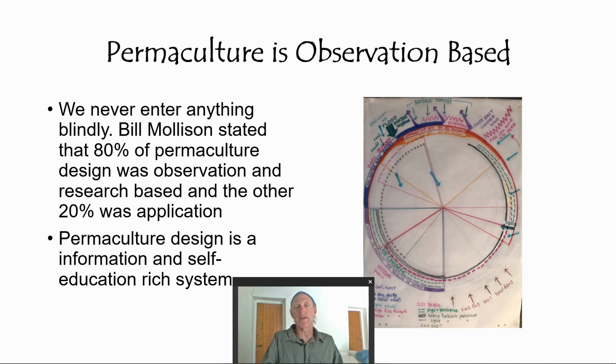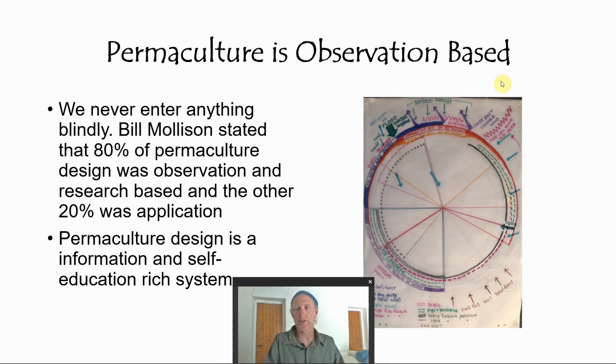So permaculture is ultimately an observation-based system, and Bill Mollison stated that 80% of permaculture design is observation and research-based, and the other 20% is application. Okay, because permaculture design is an information and self-education rich system. We do not act unless we know what we are doing, because if we do not know what we are doing, we can cause harm and loss. All right, and that goes against the ethics of permaculture.